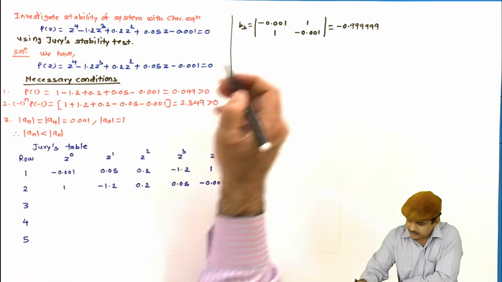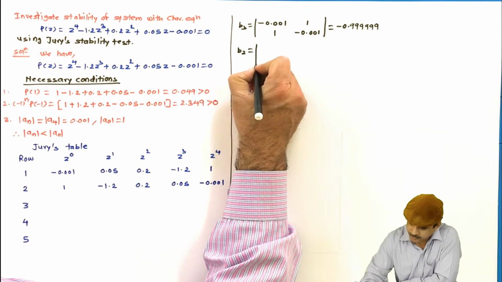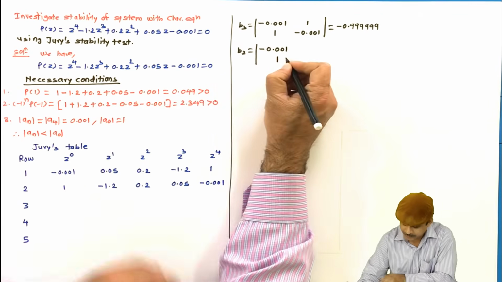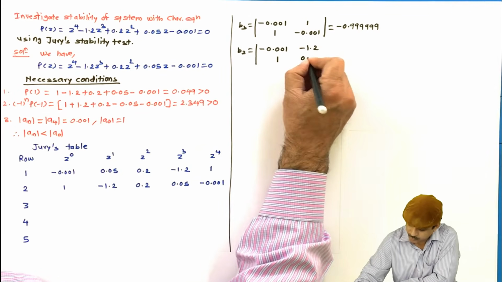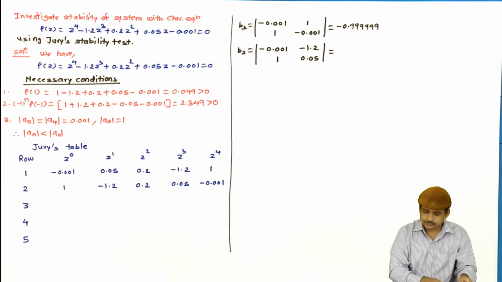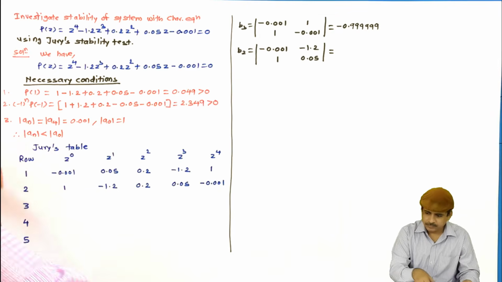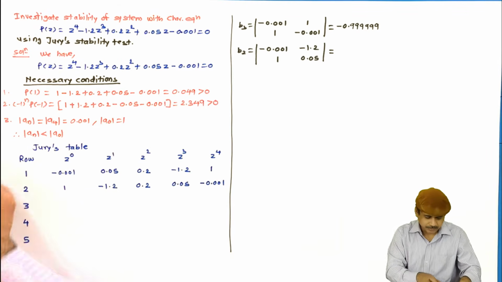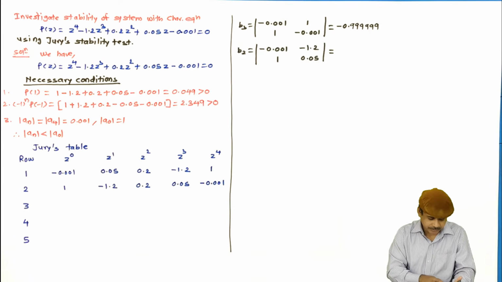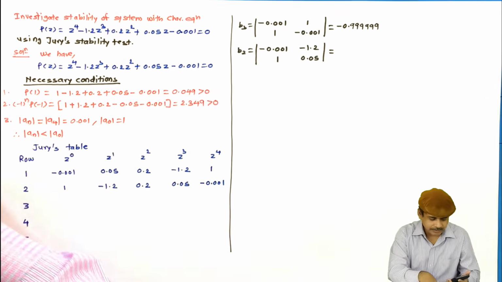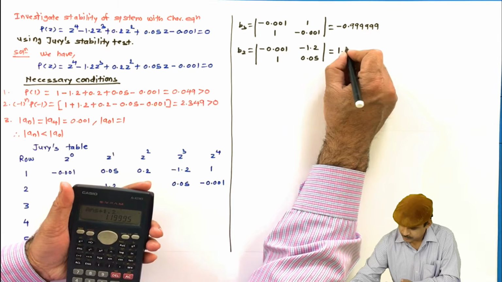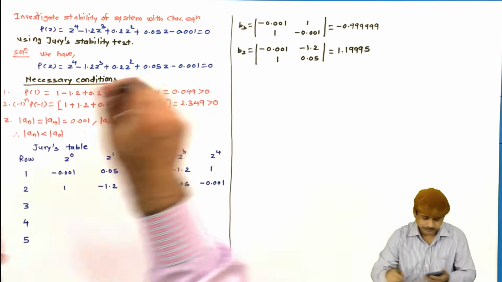Then B2. For B2 it will be minus 0.001 and these two, that is minus 1.2, 0.05, and it is equal to 0.001 into 0.05 plus 1.2. Yes, it is 1.19995.